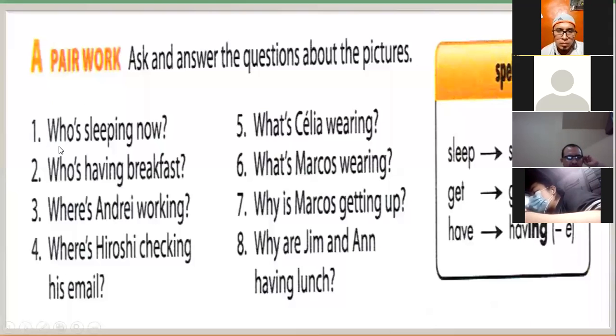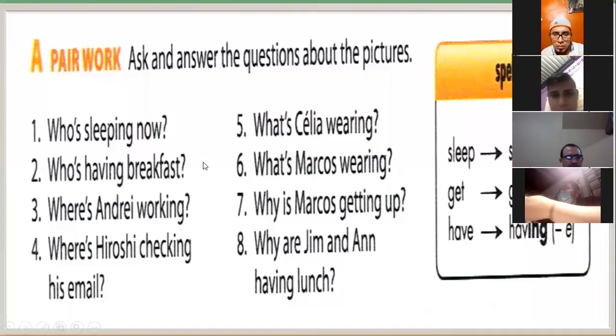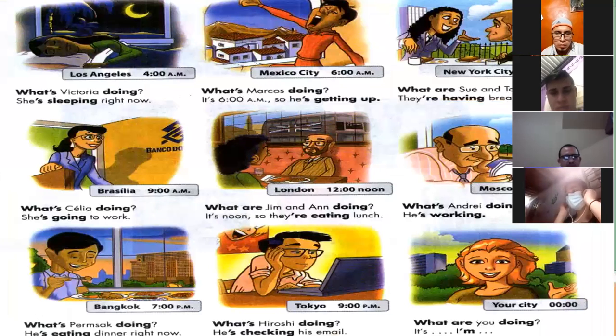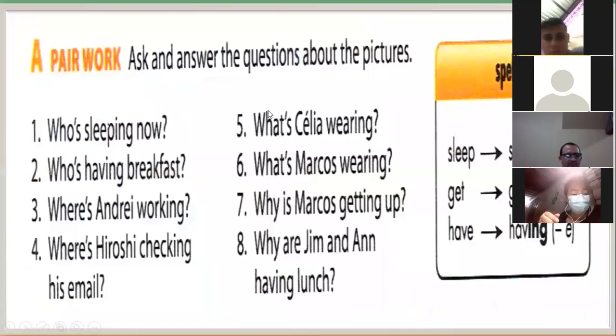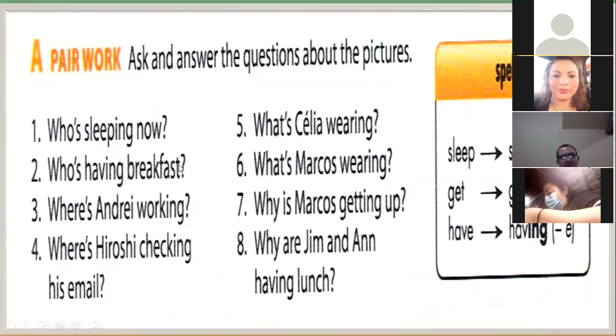Remember, ¿quién está durmiendo? Y usted dice, bueno, ¿y quién pues? Mire la foto, look at the picture, right? Y usted me dice, ¿quién está durmiendo? So, who is sleeping now? Victoria. Very good. Entonces usted le va a poner Victoria is sleeping. Okay? That's it. Respuestas largas. Long answers. Okay?